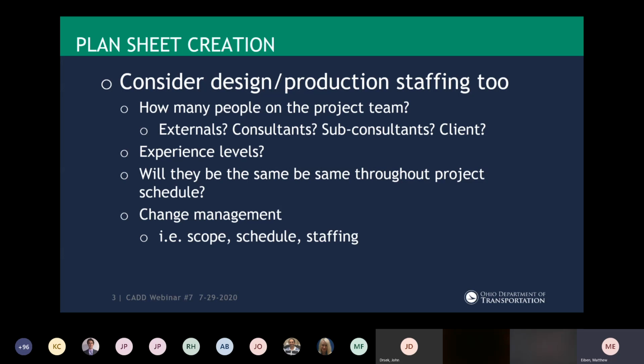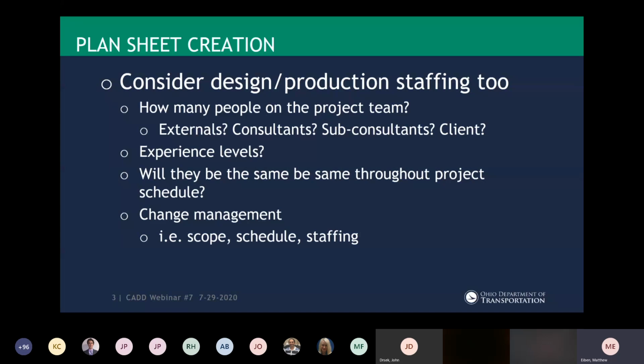It does matter, and depending on the project size, the team and schedule, all those sorts of things have an impact. So you're going to want to consider the design and production staffing too. How many people are going to be on the project team? Is it just going to be one person to start, and then maybe 3 or 4 people are going to join down the road once the design gets going? Could that shift during the project? How many externals do you have on the job, and even consultants or sub-consultants working with you?